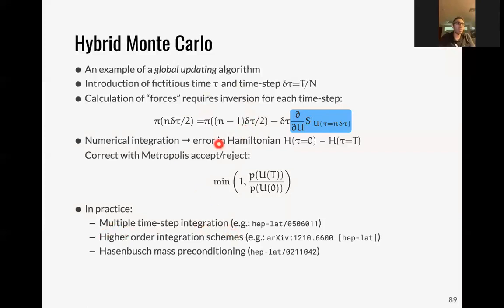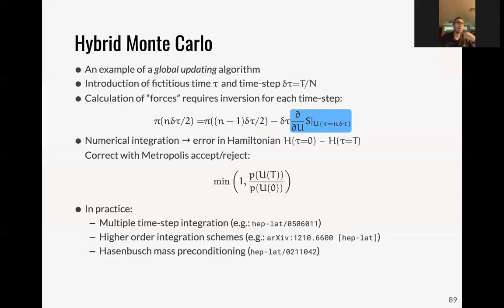There are higher order integration schemes where, instead of using leapfrog, you can use integration schemes which have a correction at a different order of delta tau. And there are other tricks, such as so-called mass preconditioning, which you can take a look at if you're interested, which are applied to hybrid Monte Carlo.